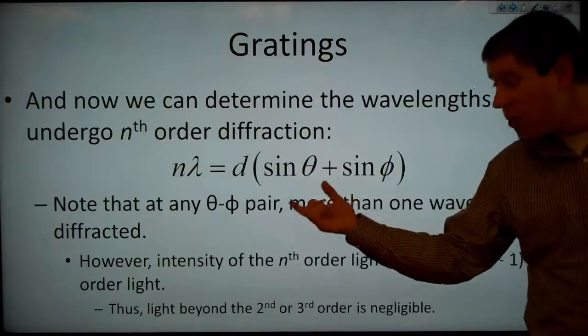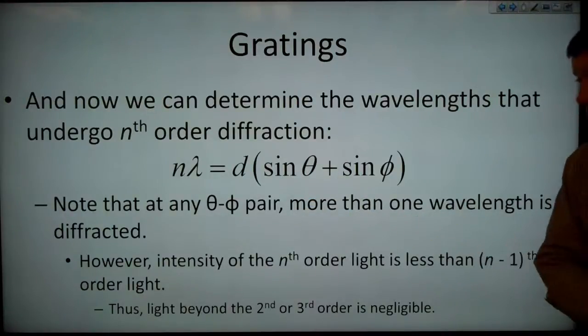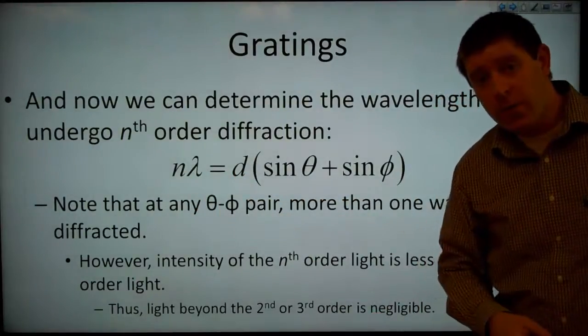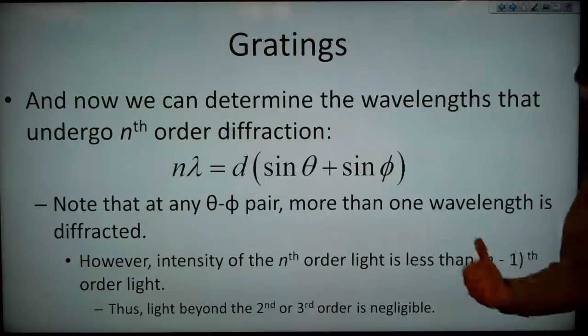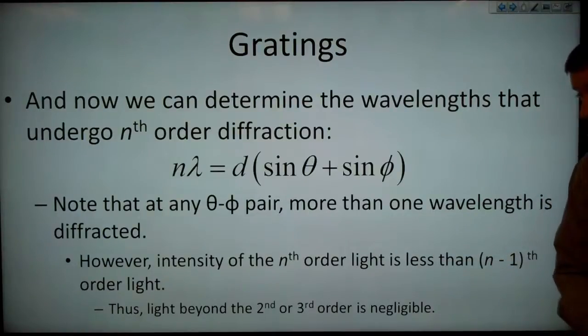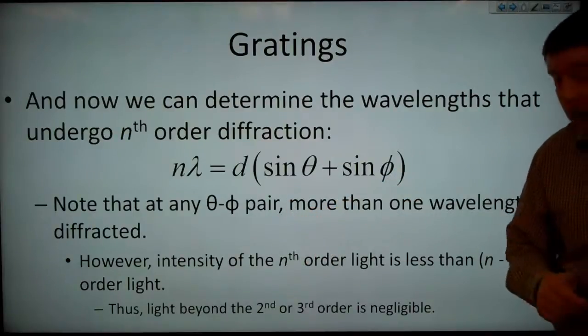And note that for any θ, φ pair, there's more than one wavelength diffracted, because we can have n equal 1, n equal 2, n equal 3, and so on. But the intensity of the nth order light is less than the (n−1)th order light, and that means that light beyond our second or third order is negligible.